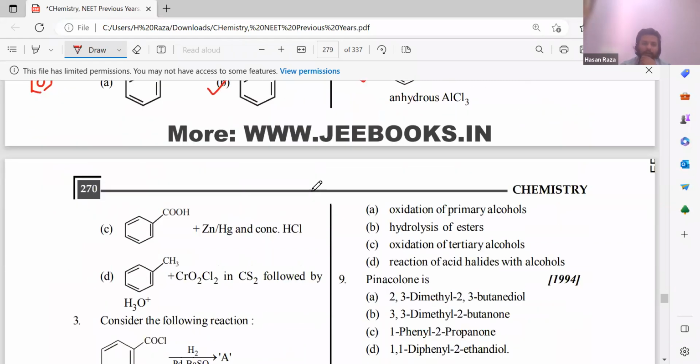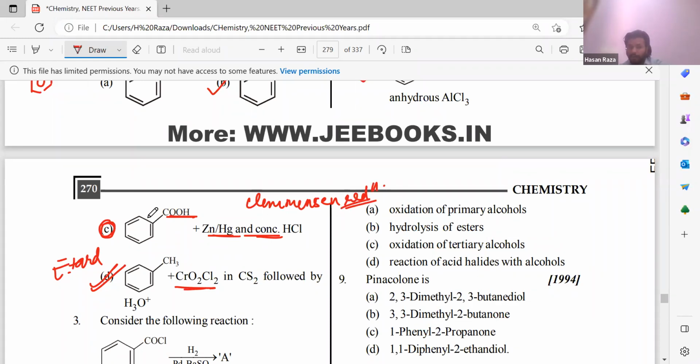Now, if you take this carboxylic acid in the presence of this, it will give you, what is this? You can see, first of all, this is your Etard reaction. So this is also true. This is not true, so this will not be the answer. Is that clear? This is your Clemmensen reduction, which gives you hydrocarbon. So the answer is C. You cannot make benzaldehyde from this reaction.